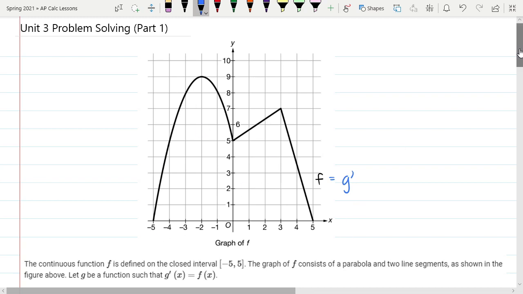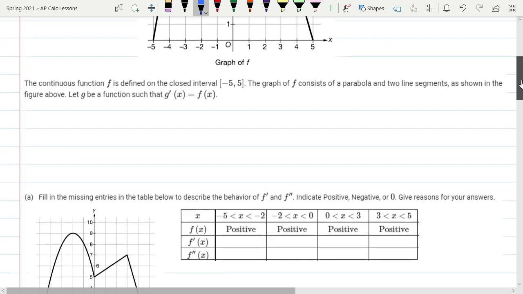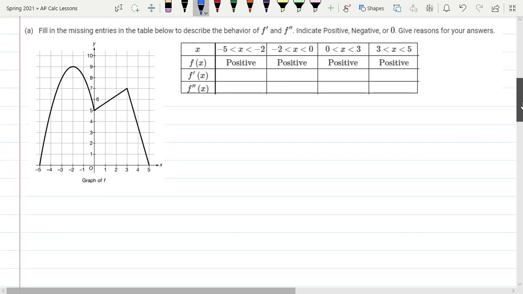All right, so here are some of the questions that you might be asked. So for part A, fill in the missing entries in the table below to describe the behavior of f prime and f double prime. Indicate positive, negative, or 0. Give reasons for your answers. Okay, so because we're talking about f prime and f double prime, then that means for this particular question, we are interpreting this graph to represent the graph of f.